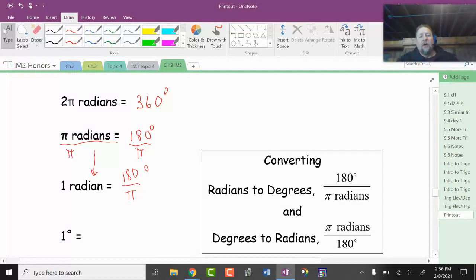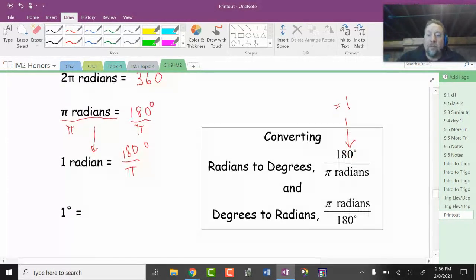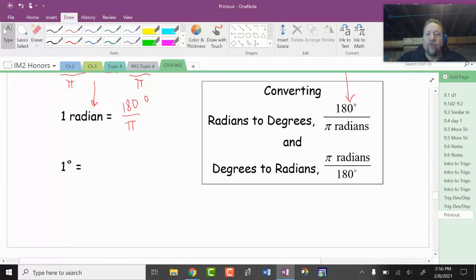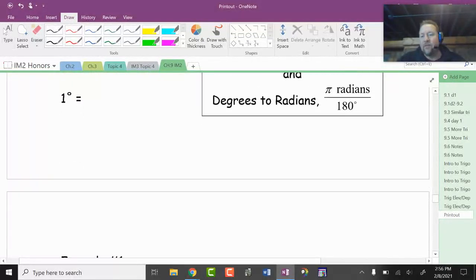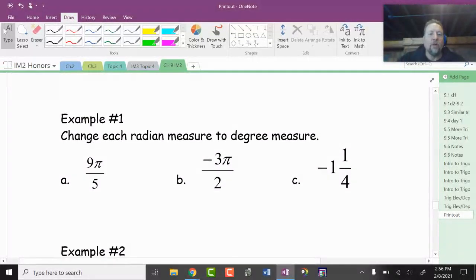So there you go. Radians to degrees, you will multiply by 180 divided by pi radians. Degrees to radians, flip it. And why this works: these are all equal to 1. These are forms of 1, so we know that we're not changing the value. We're multiplying by a form of 1 because this is something over something that's equal to it. So 3 over 3 is 1.